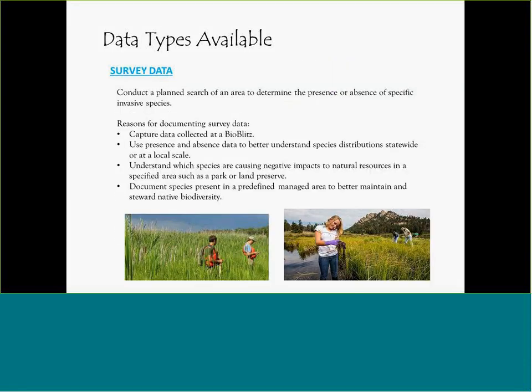So that's the assessment record. The next type of data that we have available is called a survey. As the name implies, this is a data type that you can use where you outline an area that you searched for either a particular invasive species or multiple, and a place where you can document both the presence, so when you're finding certain species, or the absence, when you look for something and you did not find it. All that information can be cataloged in a survey.